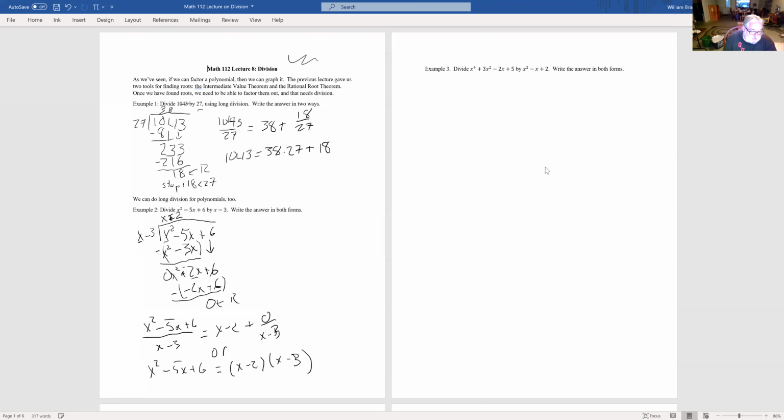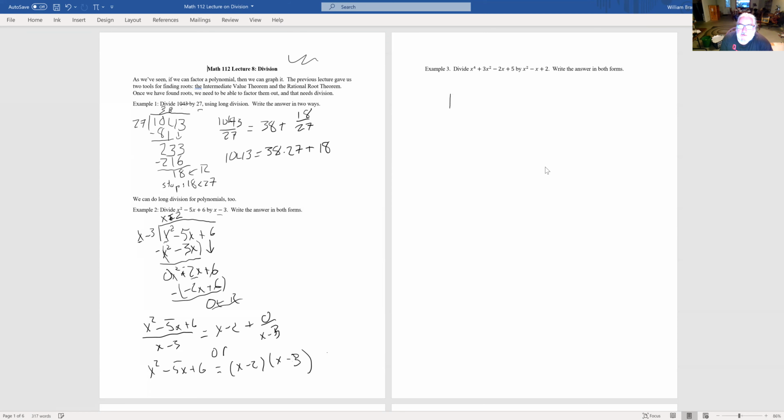And x minus 3 times 0 is just 0. So we factored it here, right? A remainder of 0 means that x minus 3 is a factor of this thing. x minus 2 times x minus 3 is x squared minus 5x plus 6. So if we want to factor polynomials, we just have to find things that divide it with a remainder of 0. So this is another example. This isn't actually going to get us a factorization, just another example of long division.